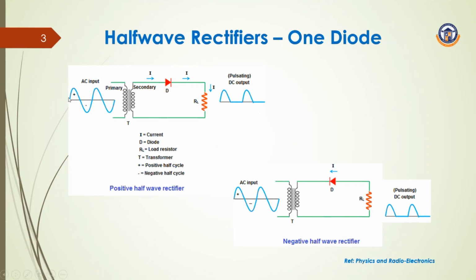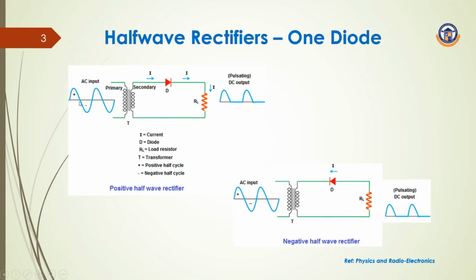So when I give the positive half of the supply into the circuit through the transformer, the diode polarity will be checked. The supply polarity is positive, and the diode polarity is also anode. So both polarities match, and it is forward biased, and the output will come as pulsated DC. You can see the output in this slide, and this is the operation of the positive half rectifier.